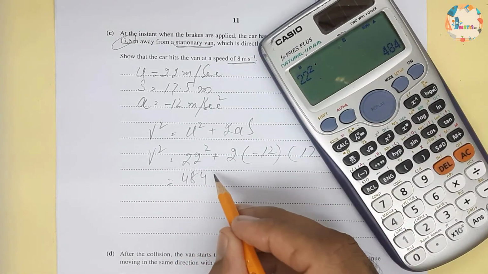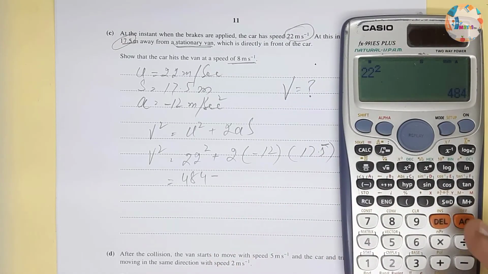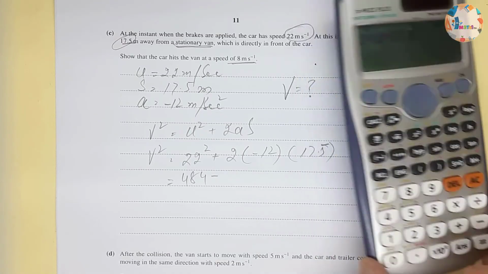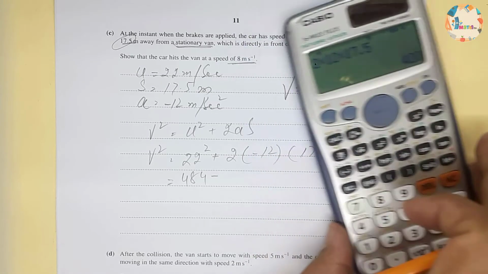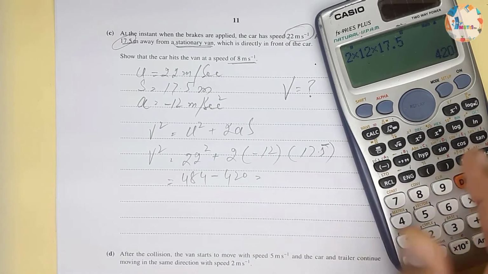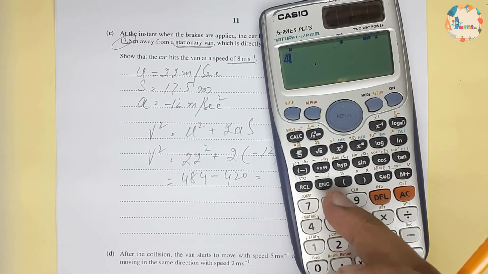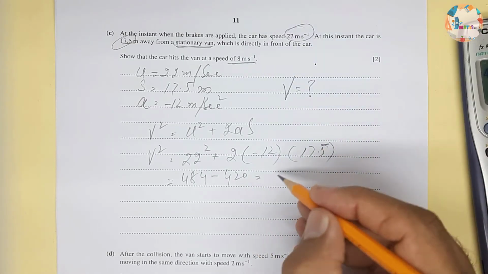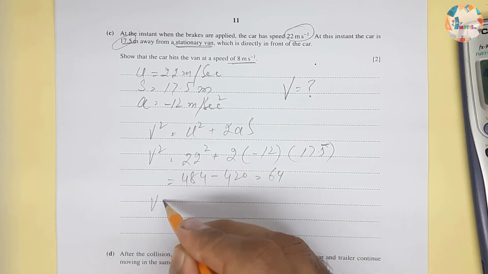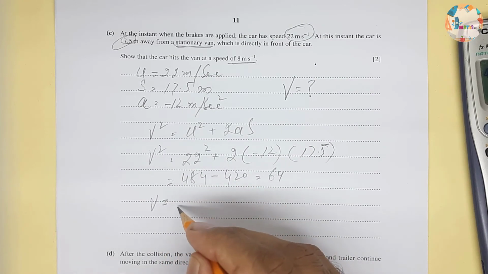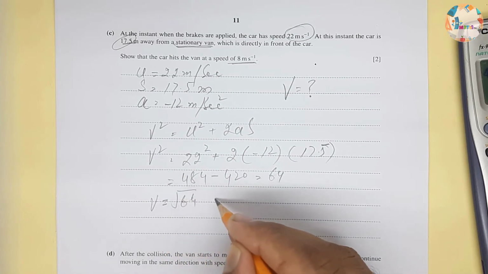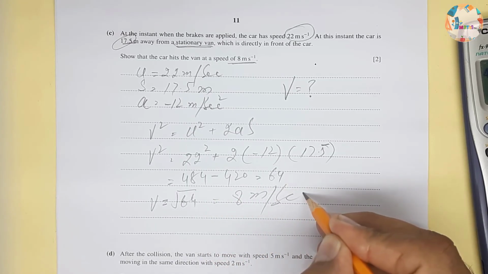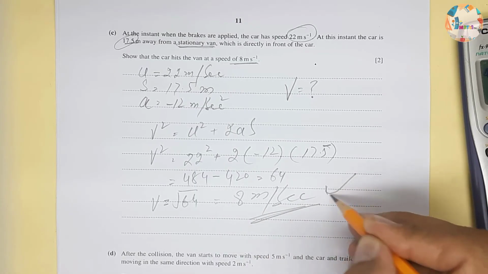So 484, and this will be minus 2 into 12 into 17.5, and this will be giving us 420. So this will be equal to 484 minus 420. This will be 64. So v square is 64. So v will be equal to root 64, and this will be taking the positive value. So 8 meters per second. This will be the velocity.